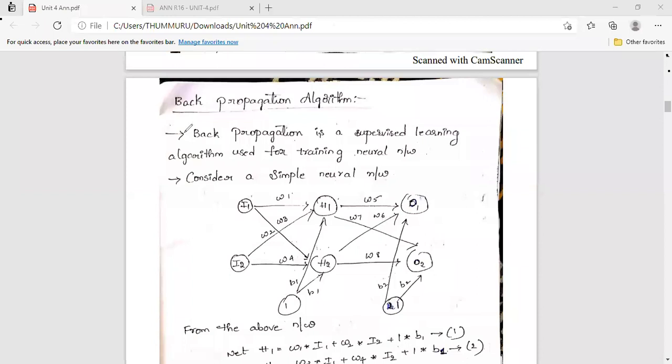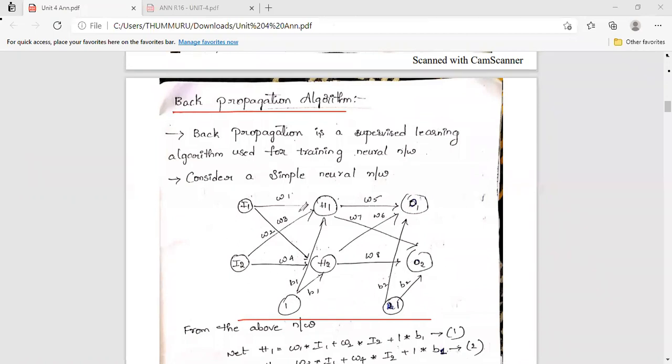Hi everyone. In today's class, we are going to discuss the backpropagation algorithm. For this algorithm, here we have one small example of a neural network. Okay, let us see the algorithm step by step.